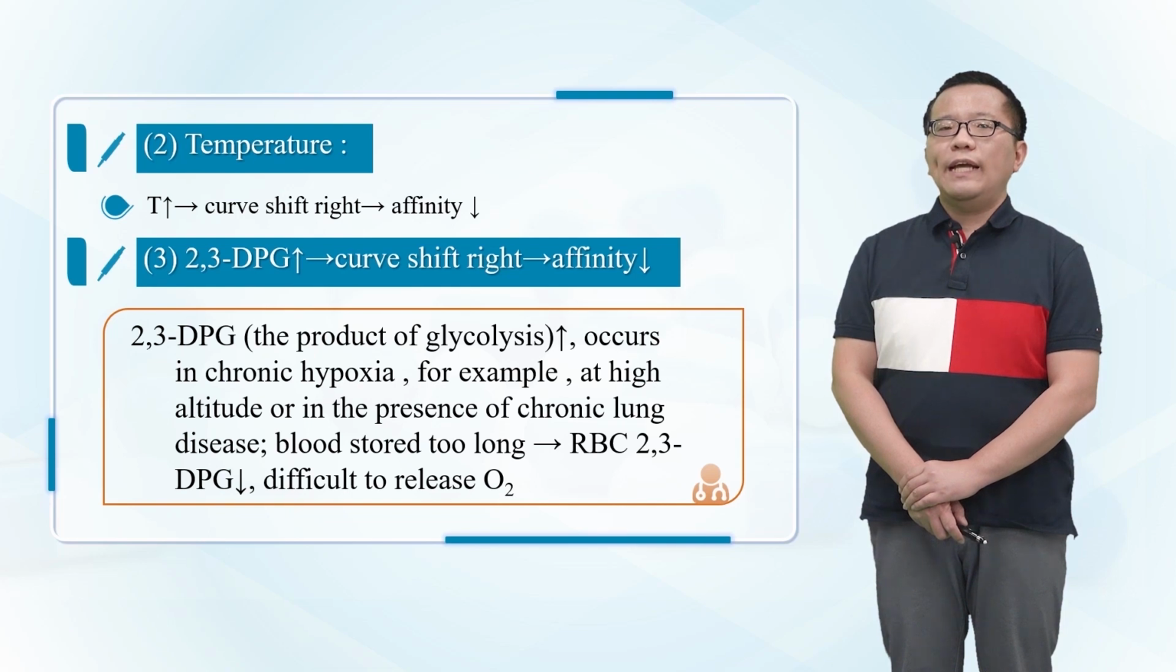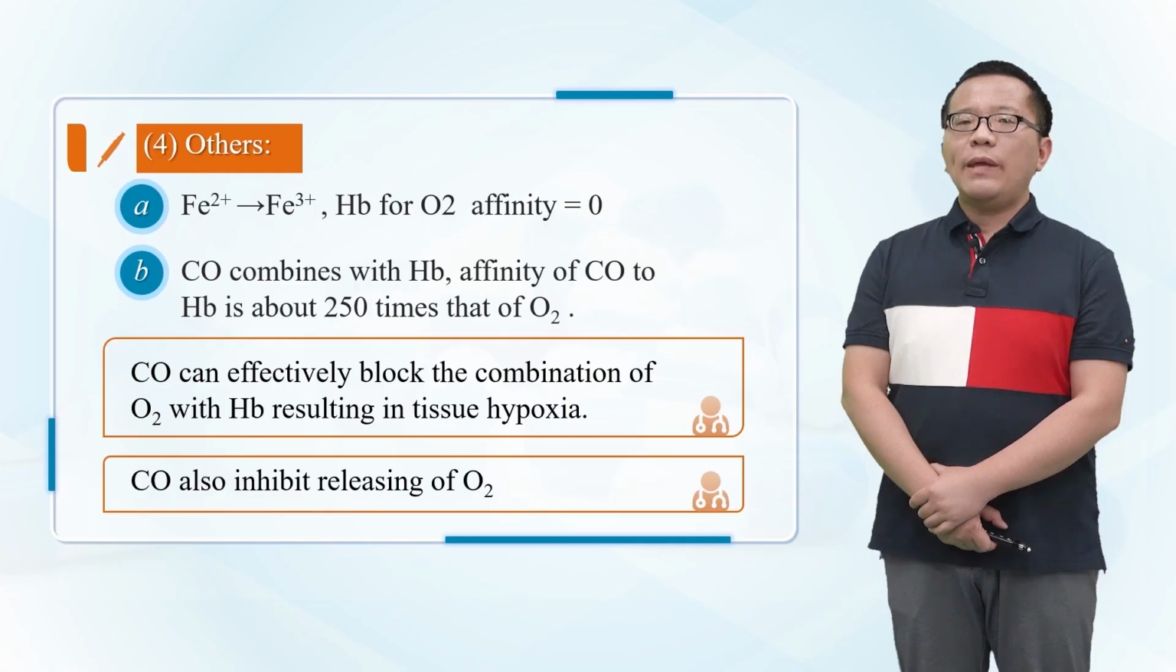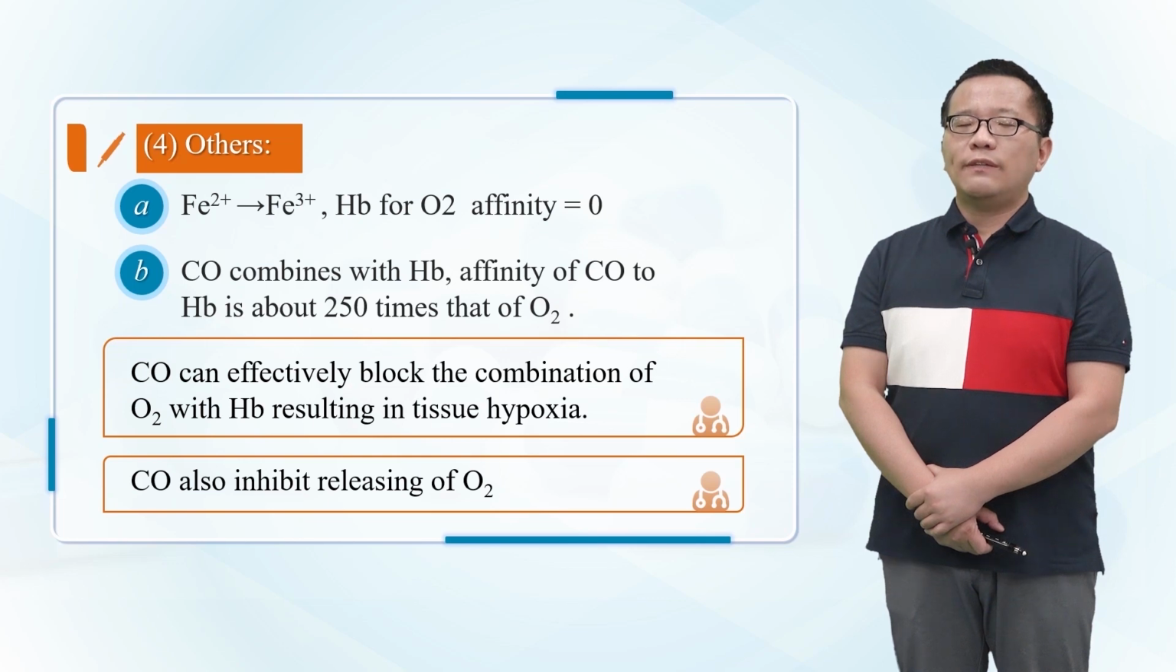2,3-DPG is a product of glycolysis. The divalent ions become trivalent ions. The affinity of hemoglobin for oxygen becomes 0. Carbon monoxide can effectively block the combination of oxygen with hemoglobin, resulting in tissue hypoxia. Carbon monoxide also inhibits the release of oxygen.